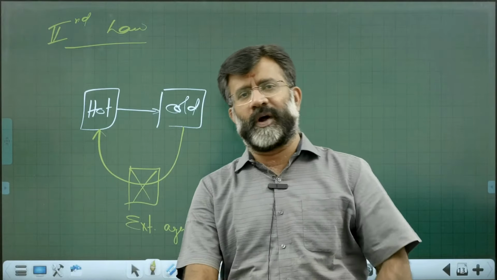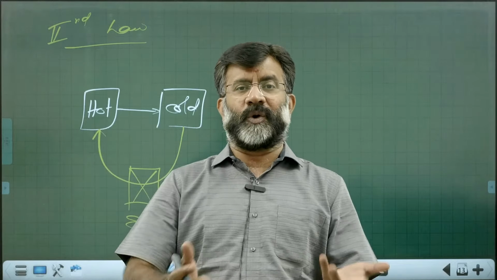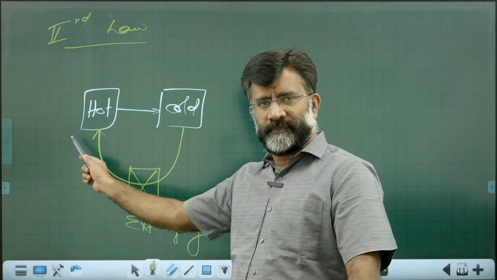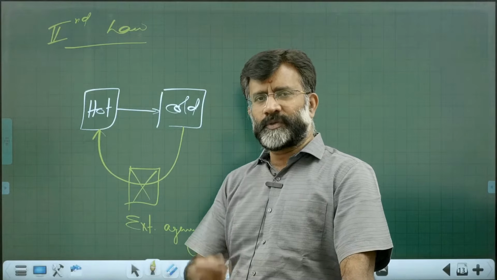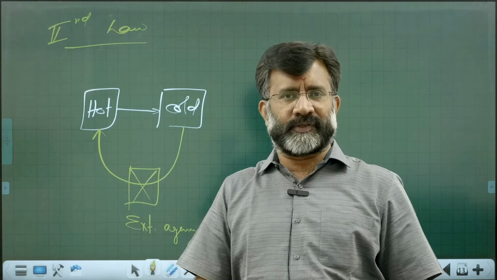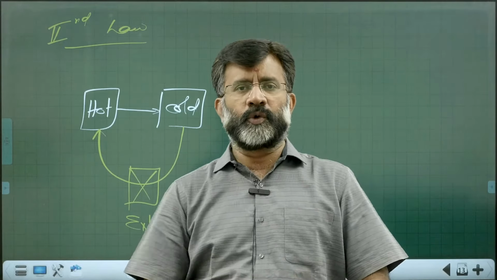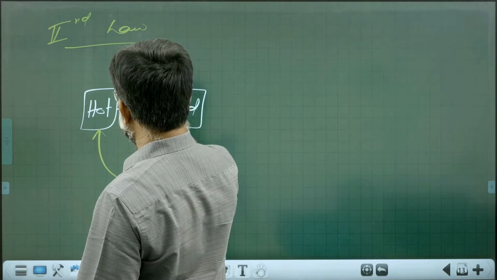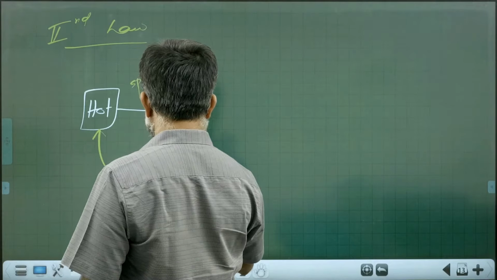Hope all of you know what an external agency is which can cool down a material which is already cool: a refrigerator. Using a refrigerator, this is possible. You can cool down a material which is already cool using a refrigerator. So a system like a refrigerator, an external agency, can help you to do a non-spontaneous process. This is a spontaneous process and this is a non-spontaneous process.